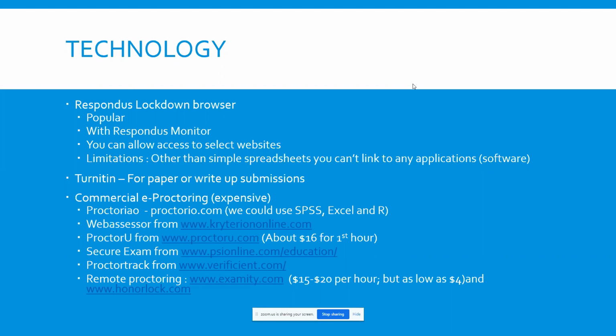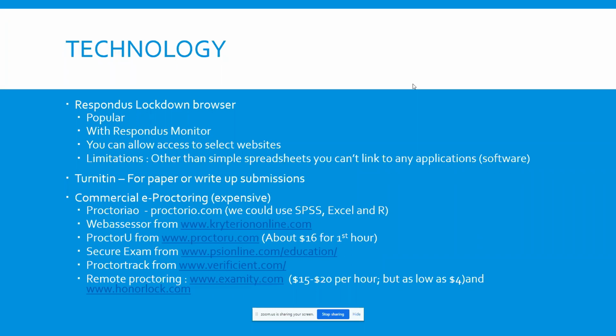Some of them are 10 years and older, for example, Web Assessor, ProctorU. They are very old remote monitoring tools. They are expensive. They cost about $16 an hour. Some universities, I've heard, use them. For example, Web Assessor started its work in Penn State. ProctorU is being utilized, I forget the school name, at one of the Northeast schools.